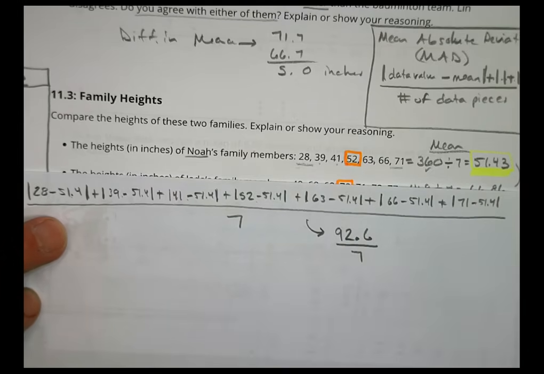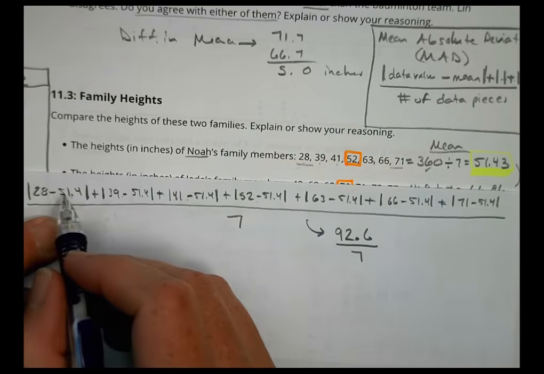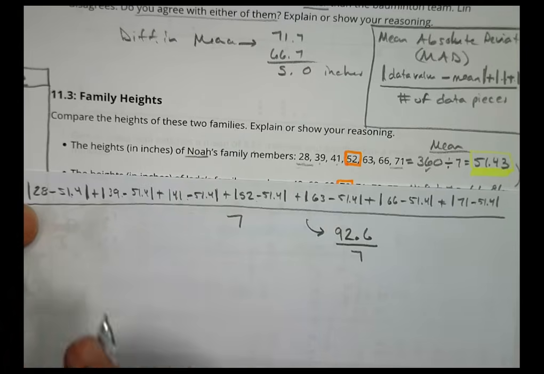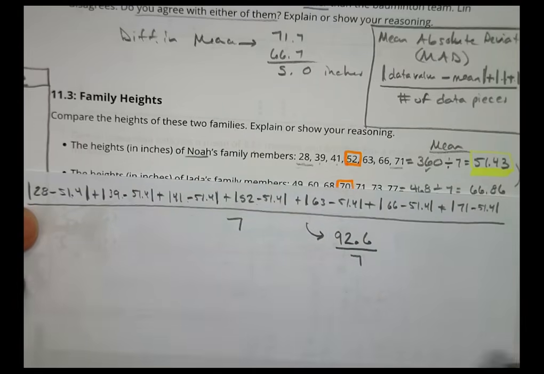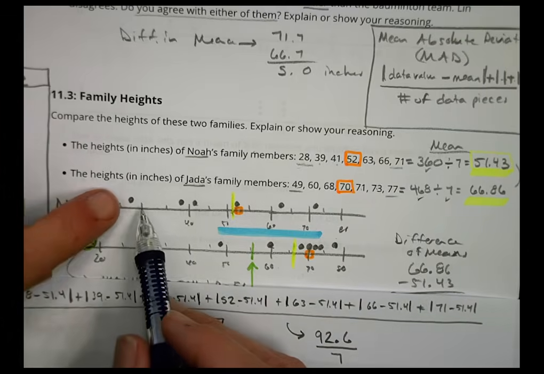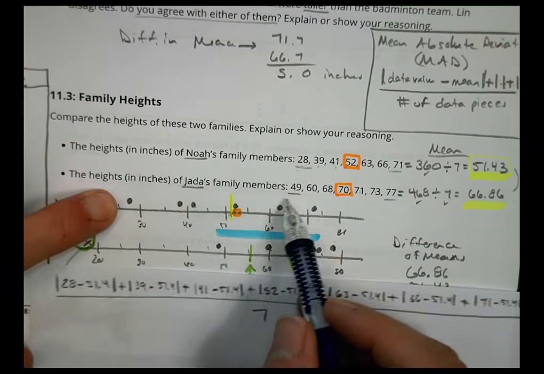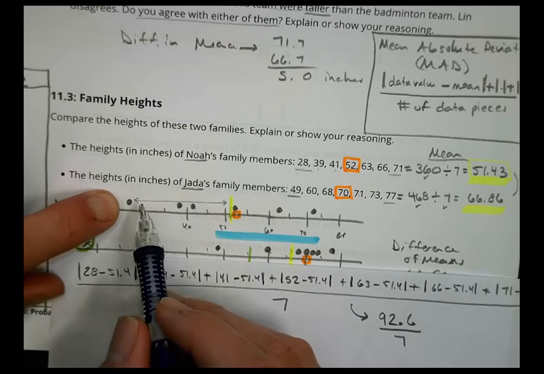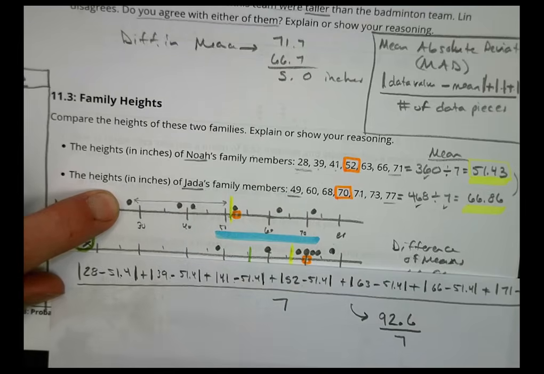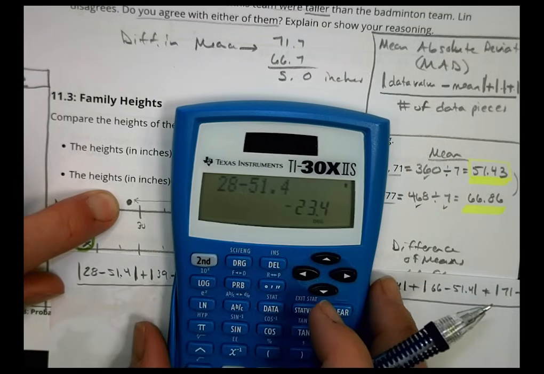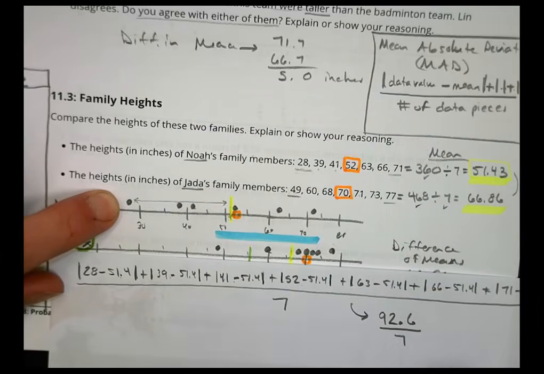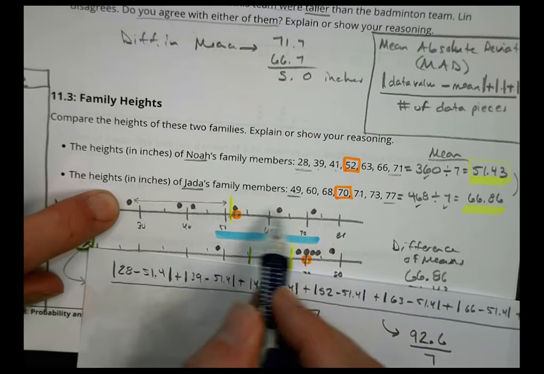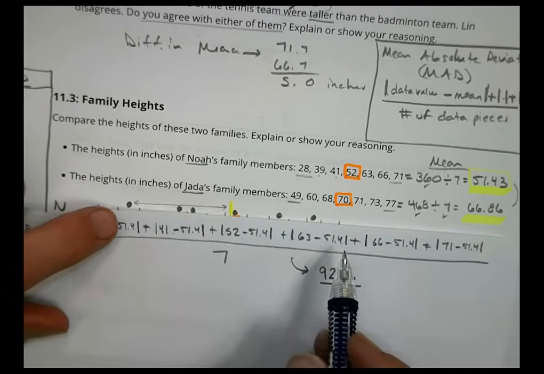So what is this number? This is how far away the number is from the average. So 28 is this far from the average point. Here's 28, the average is here, so this value is the distance from here to here. Remember, absolute value tells you distance. The distance from here to here is 23.4. So what we're finding is the average distance between all the points and the line. You add all those distance values up and divide by how many points there are.